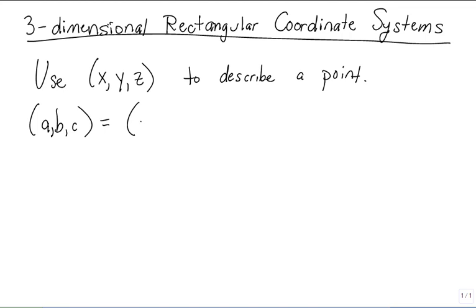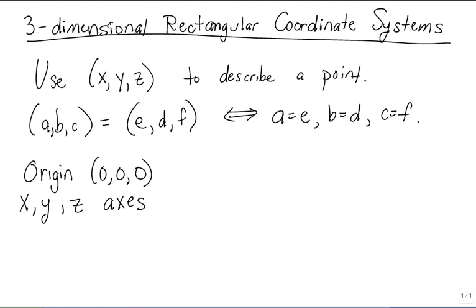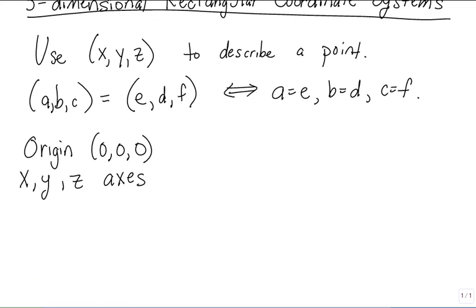These are called ordered triplets. Two ordered triplets are equal if and only if their corresponding coordinates are equal. The origin in two-dimensional is 0, 0. Here it's 0, 0, 0. And x, y, and z are axes. Now there's 2 ways that we're going to talk about this.